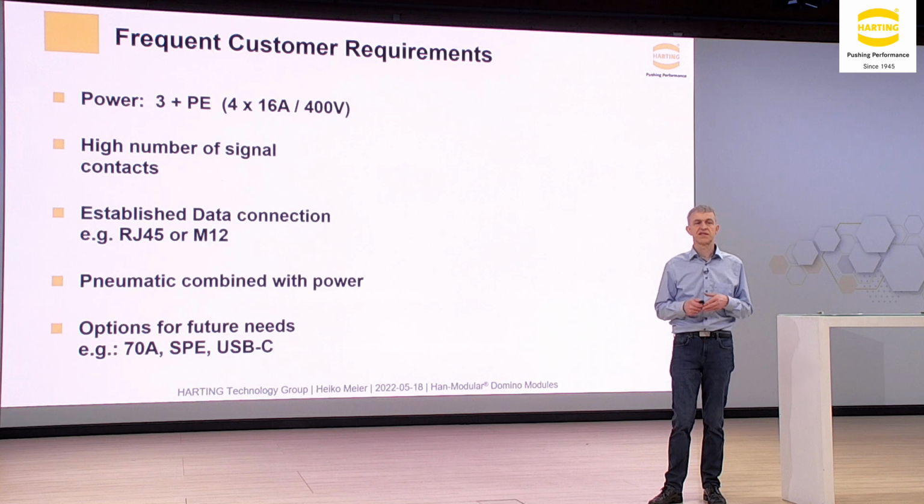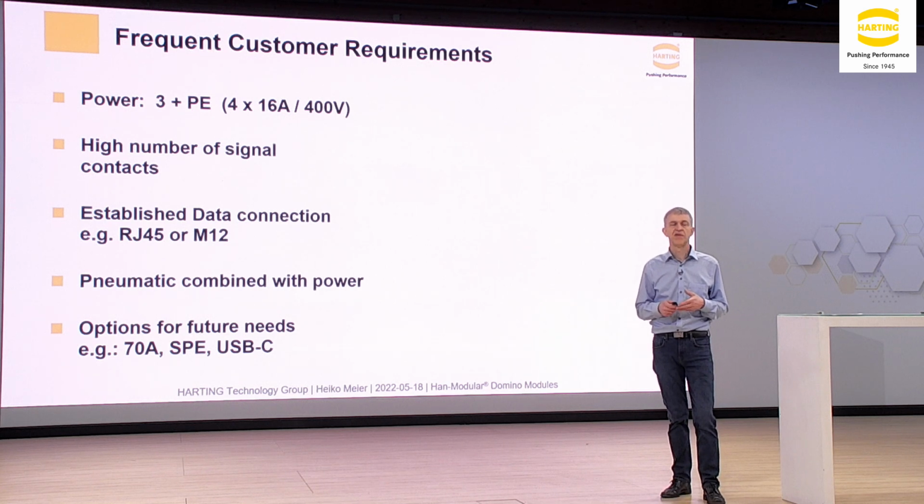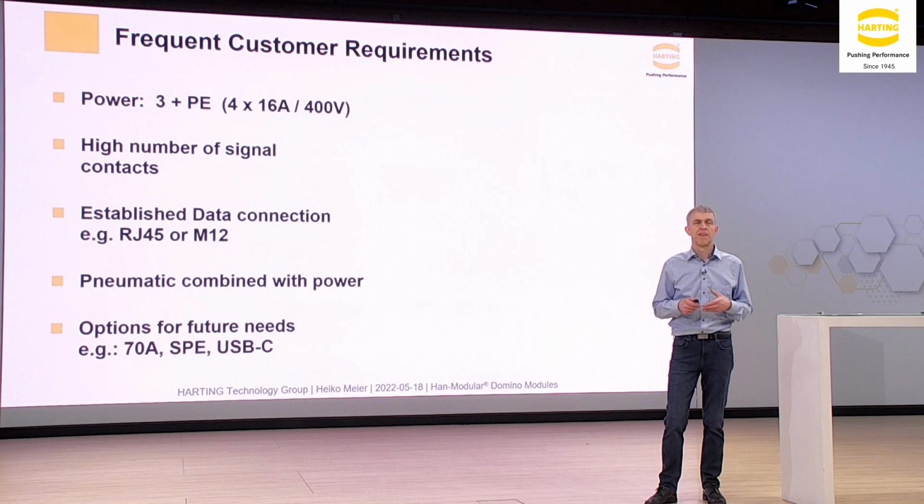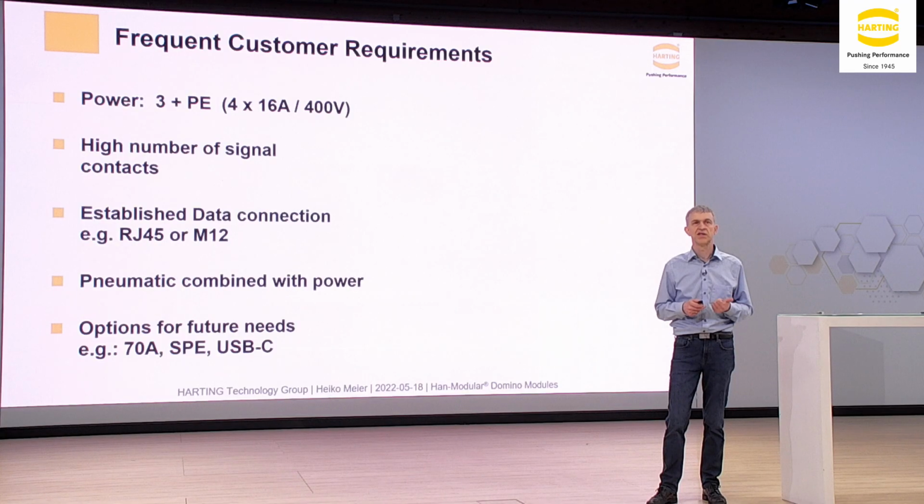So we also needed a solution for a high number of signal contacts, but data connection is also important. The data connection is needed for modern machines. So Ethernet is required, probably for established solutions like RJ45 or even M12. If we look at pneumatics, they will often be combined with power. Even one contact combined with power supply is a frequent application.